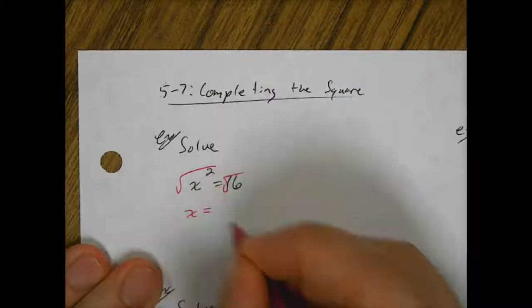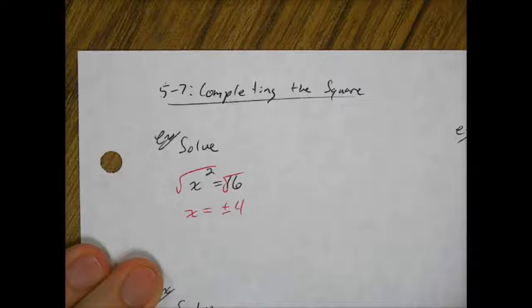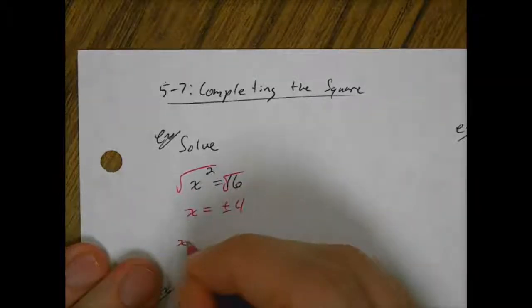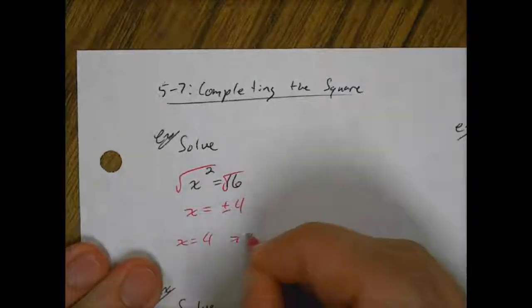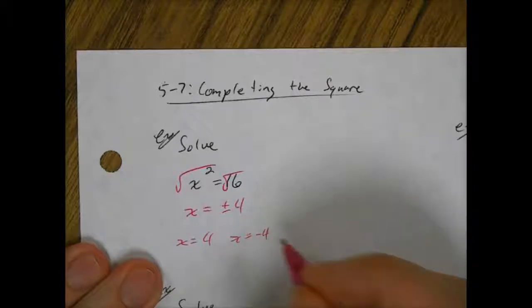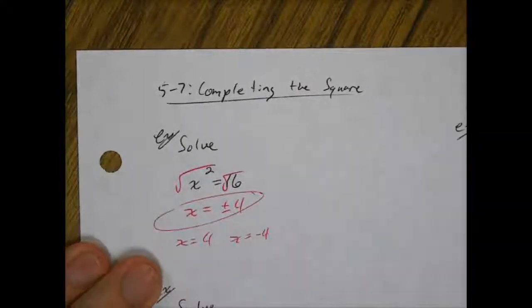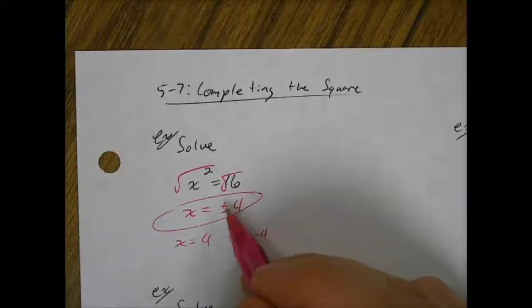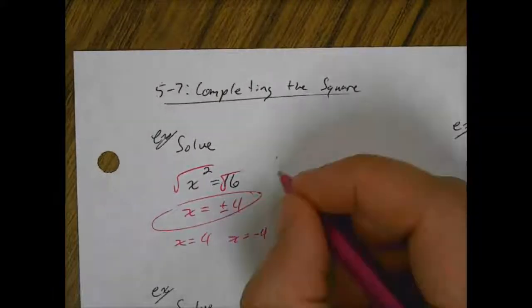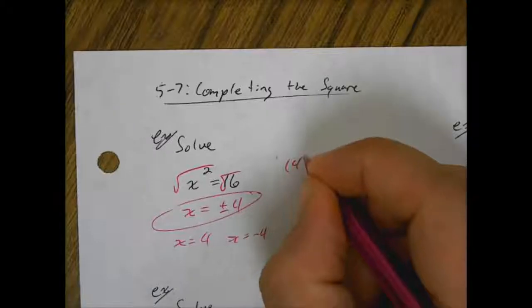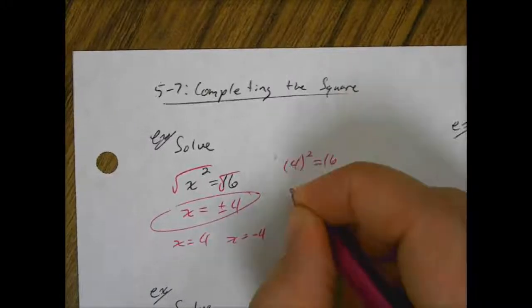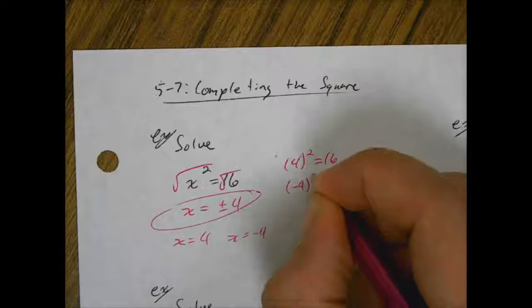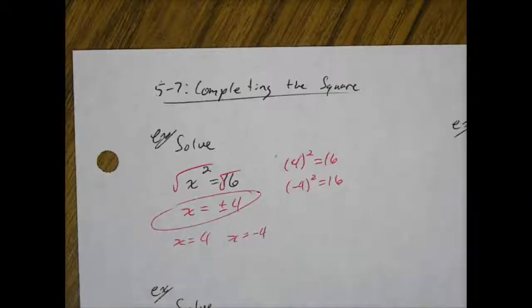So we would have x equals plus or minus 4. That would be our solution. It's actually two solutions: x is 4, and x is also negative 4. I don't care how you write that. You can write it like that. That's probably how you'll see me write it. Just don't forget, when you take the square root, you have to put the plus or minus, because we don't know whether 4 squared was 16 or negative 4 squared was 16. Either way will give us 16.